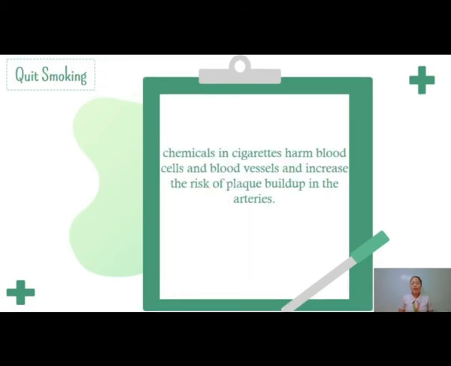And the patient also needs to quit smoking. One of the best ways to prevent or stop the progression of aortoiliac disease is to quit smoking. The chemicals in a cigarette harm the blood cells and blood vessels and increase the risk of plaque buildup in the arteries. When combined with high blood pressure, obesity, unhealthy cholesterol levels, or uncontrolled diabetes, smoking puts the patient at an even higher risk of developing aortoiliac disease.